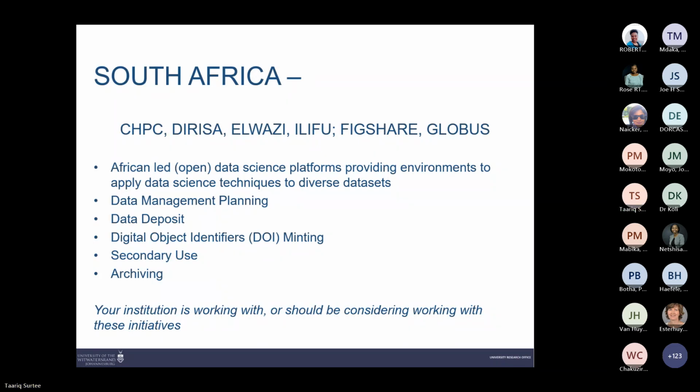I've written there at the bottom, your institution is working with, or should be considering working with, these initiatives. Because it's South African at a national level, wherever you're from, UNISA, WITS, UCT, any of the other institutions in the country should be thinking about working with them, or at least drawing some experience and information from these institutes that I mentioned up above, so that they can get a holistic view of managing data at the national level and then contributing to the international community, such that it's in a way everybody can work with.